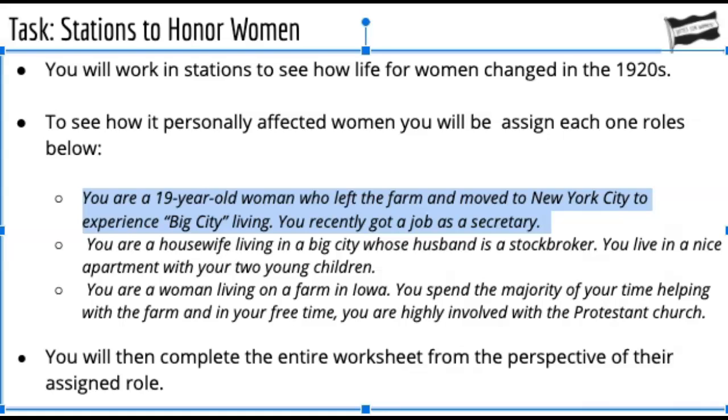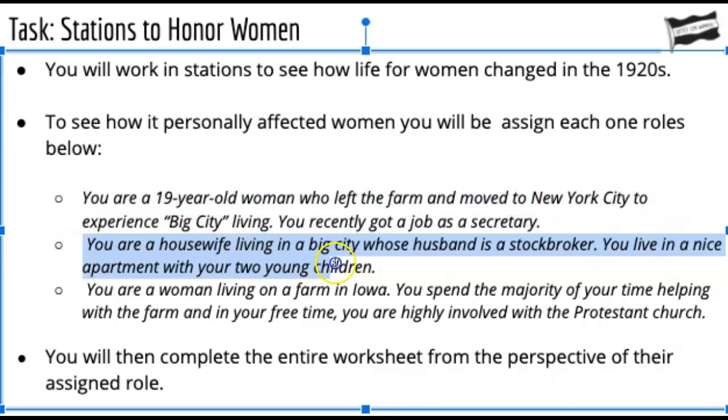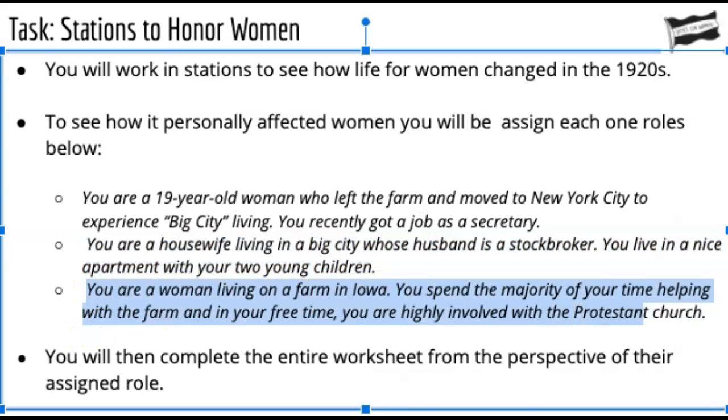Going through the five stations, how do the five things that you're reading about affect you and your character? Meaning you are a 19-year-old woman who came to New York City. How do the five stations affect you? Some of us are a housewife in a big city whose husband is a stockbroker. You live in a nice apartment with two young children. How do the five stations affect you? And some of us are a woman living on a farm in Iowa. How do the five stations affect you?